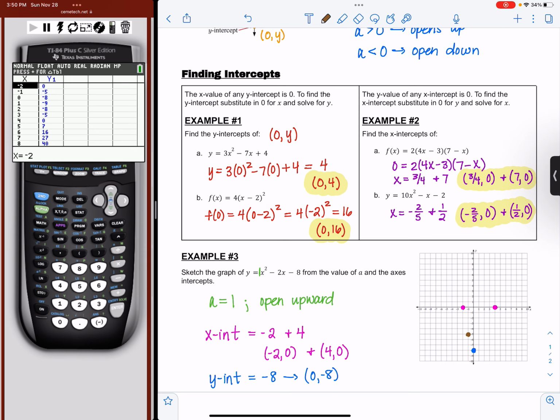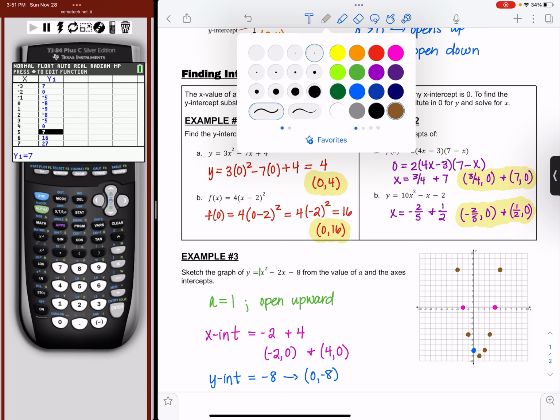I see that when x is -3, y is 7, so I have a point here. I can go the other way. When x is 1, I get -9 for y. When x is 2, I get -8. When x is 3, I get -5. We already have 4, 0, and we need 5, 7, which is the point right here.